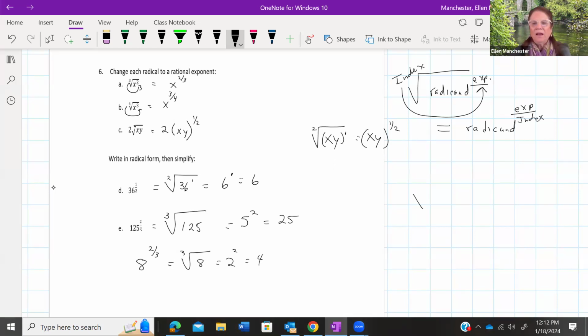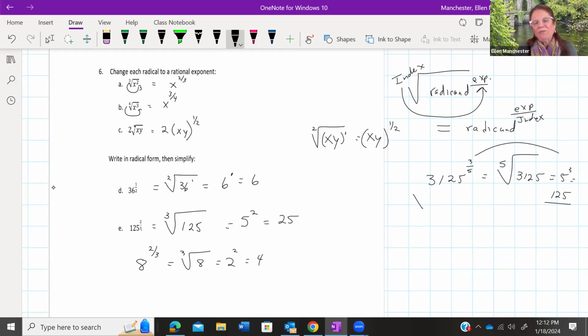Okay, if you had 3125 to the 3/5, it would be the 5th root of 3125, which I just did, is 5. And then I put that exponent on. So 5 to the 3rd power is 125. Okay, so it's just another way to write it.